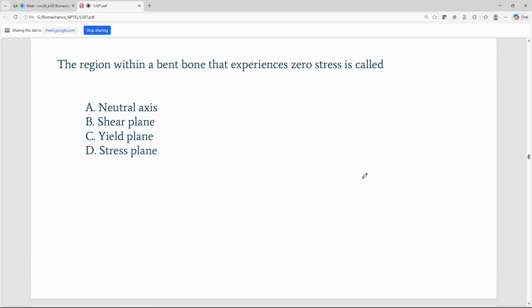Next question. The region within a bent bone that experiences zero stress is called what? Options are option A neutral axis, option B shear plane, option C yield plane, option D stress plane. The region within a bent bone that experiences zero stress is known as what?